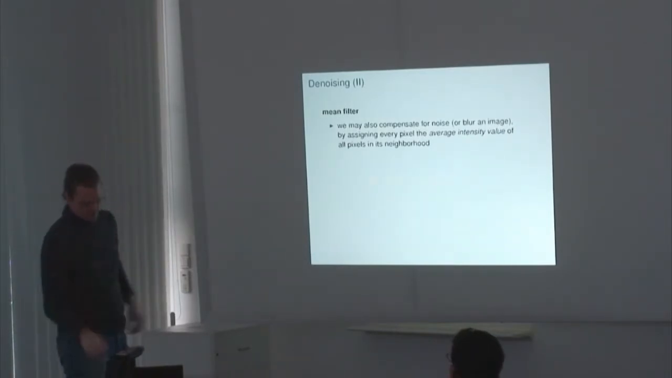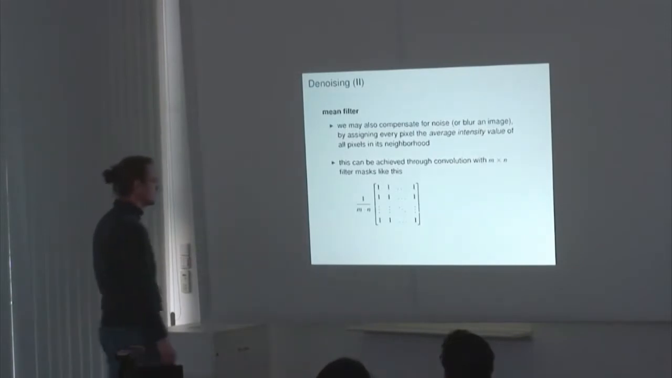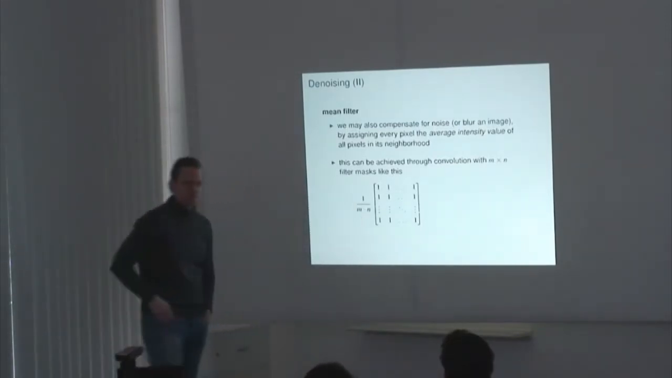So instead of using the Gaussian, we may just as well use a convolution mask that looks like this. All ones.